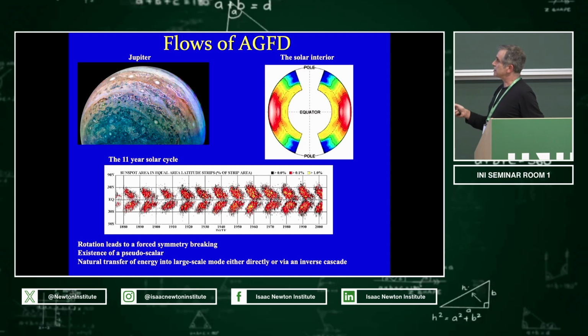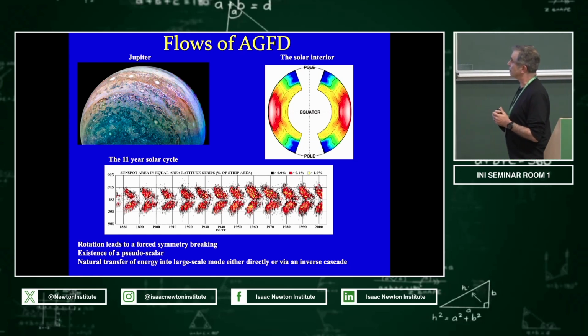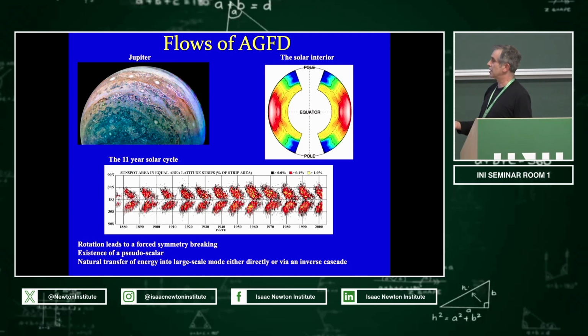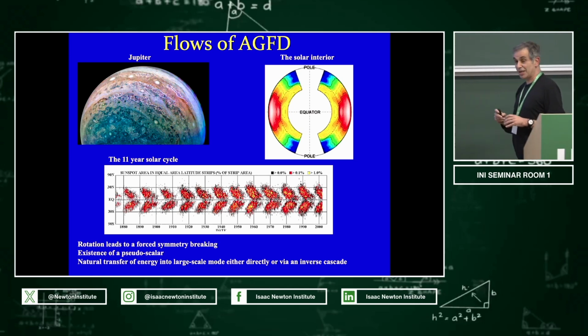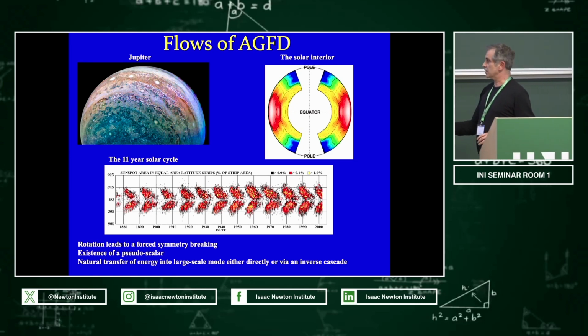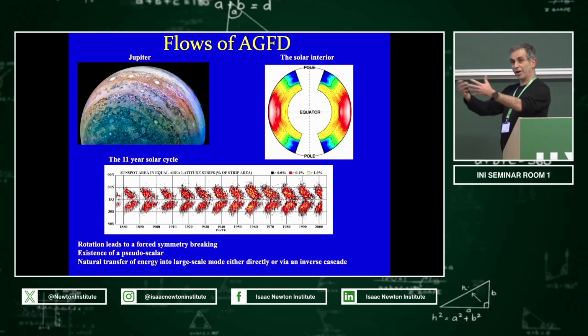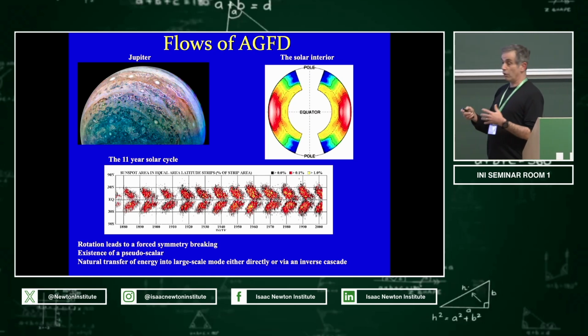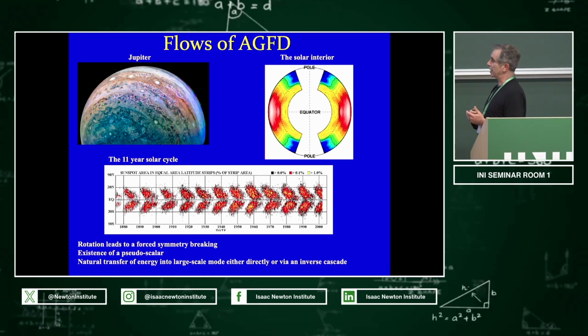And in all these cases, we're talking about rotation leading to a forced symmetry breaking. And so, you know, because these flows are rotating, it knows the difference between east and west. That leads to the existence of a pseudoscalar. And in its most severe interpretation, that's all you need to say for the existence of a large-scale mode. Okay. So once you've broken this symmetry, there's a natural transfer of energy into a large-scale mode, either directly, so via a Reynolds stress in the case of differential rotation, or an EMF in the case of a magnetic field, or via some kind of inverse cascade.